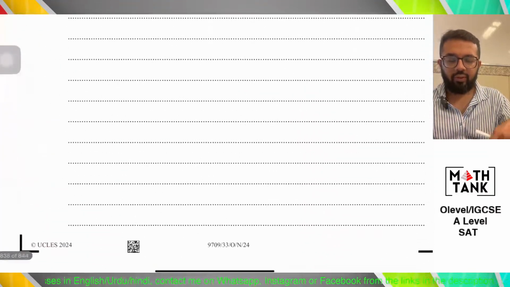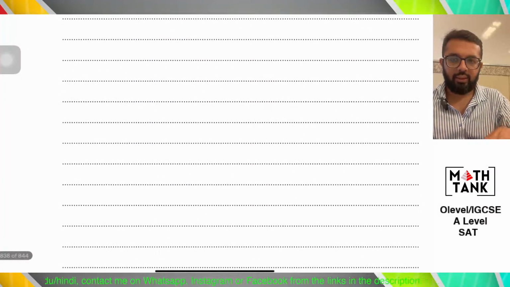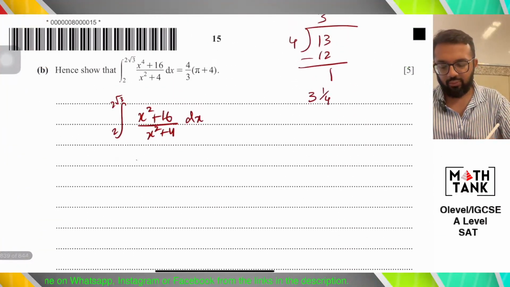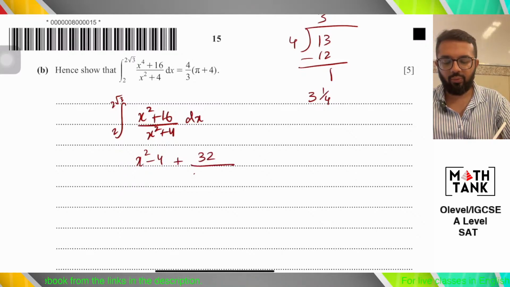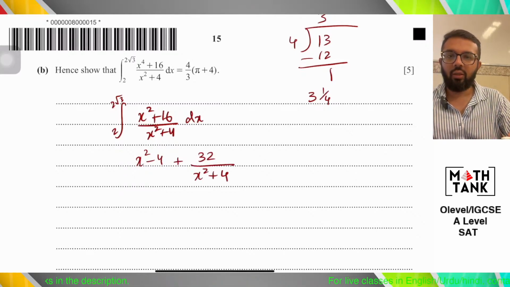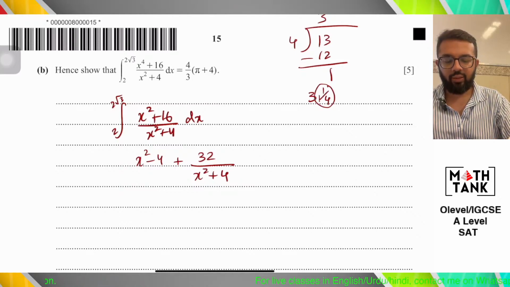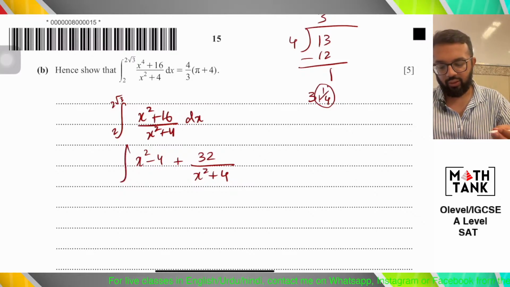Okay, now the reason they've gotten you to do this is they expect you to then write this in the mixed fraction form. So x minus 4 plus 32 over x squared plus 4. For mixed numbers you don't write a plus in the middle, but for algebraic fractions you have to write a plus, and then you integrate.